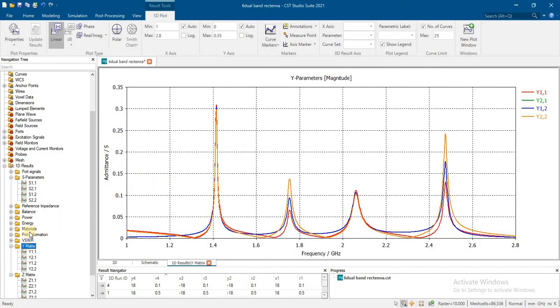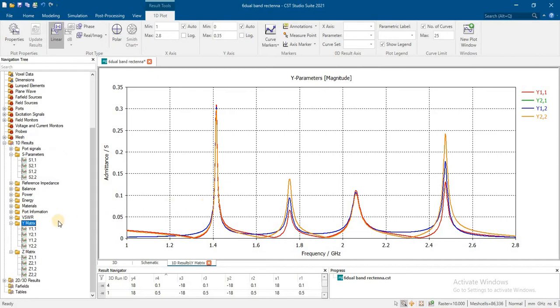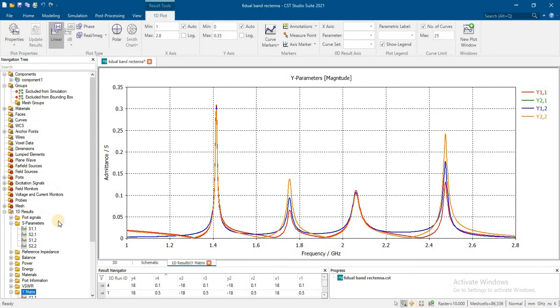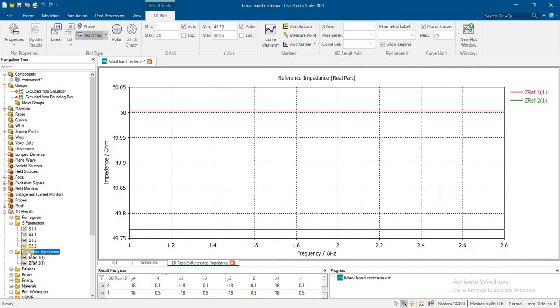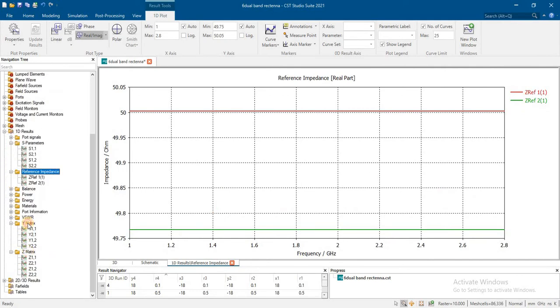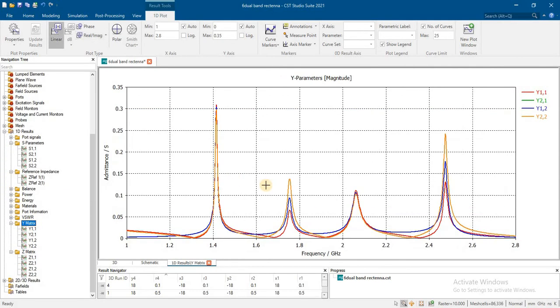Here we have admittance values, which are changing accordingly. In the next part, we will see how to find out the permeability and permittivity values using CST and HFSS, and then we will see how to find these using MATLAB.